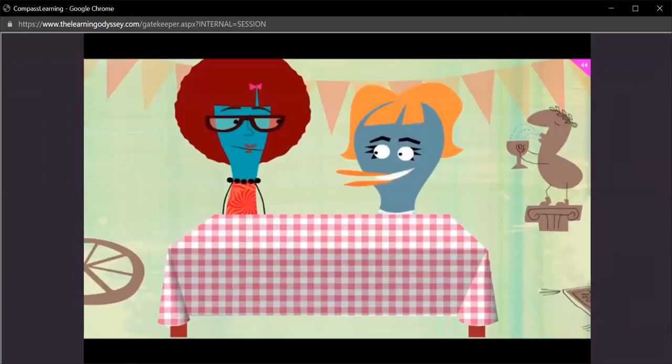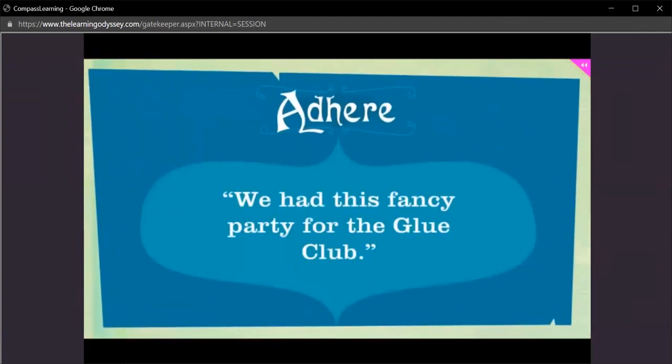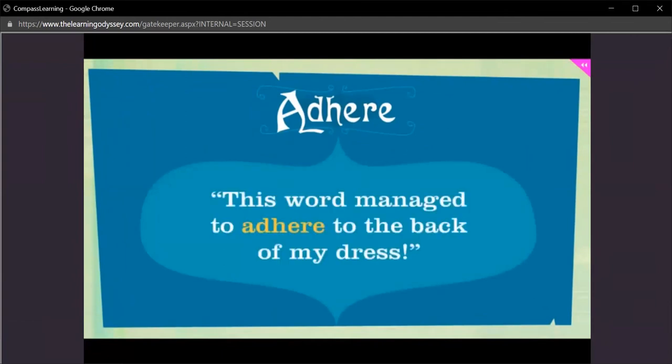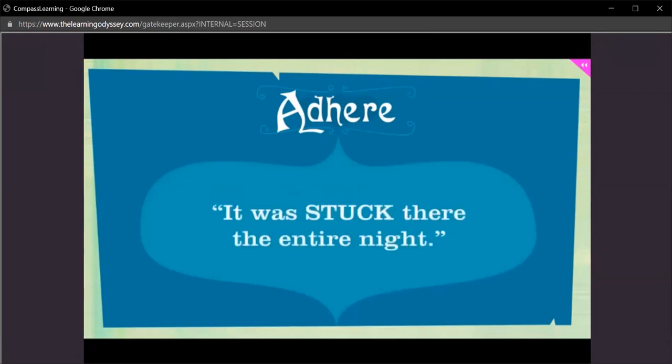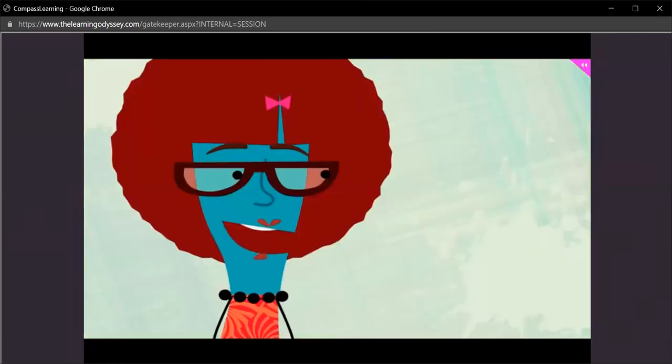Hello, Feathers. What word have you brought for us today? Well, this word has a totally embarrassing story. We had this fancy party for the glue club I belonged to, and when I was there, I had no idea that this word managed to adhere to the back of my dress. Too much static clinging, I guess. It was stuck there the entire night for everyone to see. I was so embarrassed. What a story!